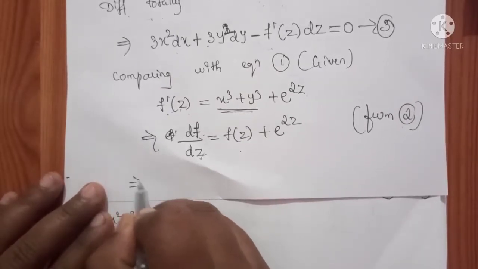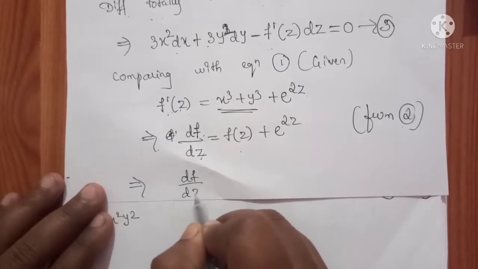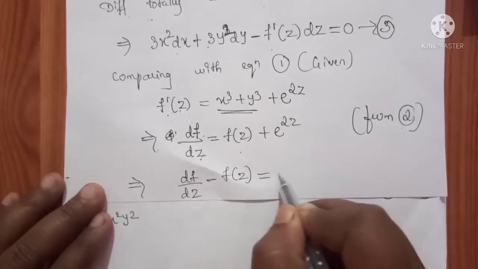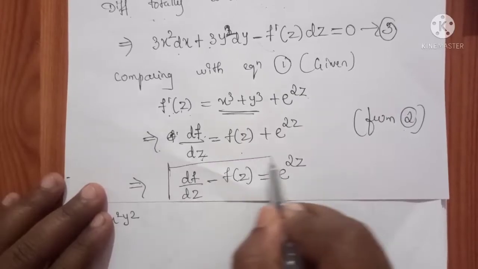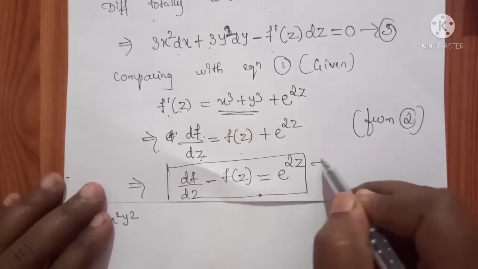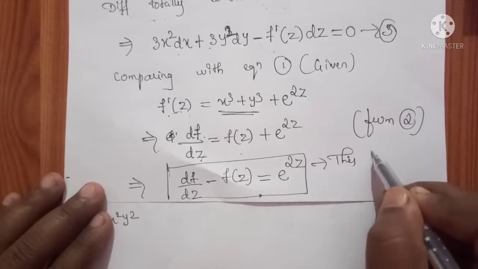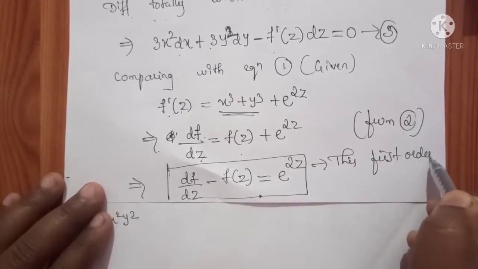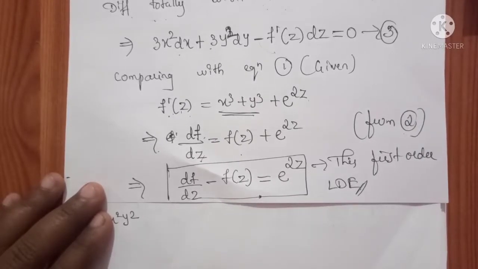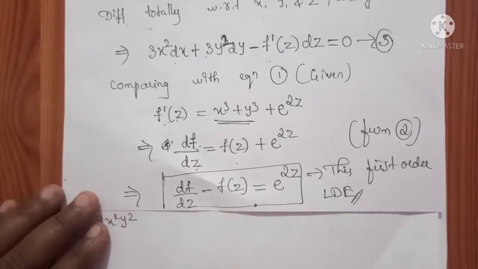Or this can be further written as df divided by dz minus f of z, or simply f, equals e raised to 2z. Now you can observe this equation. This is similar to a first order linear differential equation, so it can be solved by using the linear differential equation method. We first find the integrating factor, then write the solution.